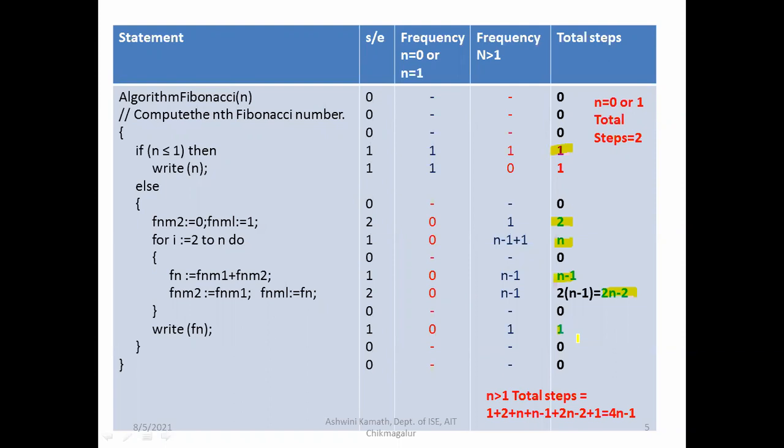So that is the analysis of the Fibonacci algorithm. Then we'll discuss the basic concept of asymptotic notation.